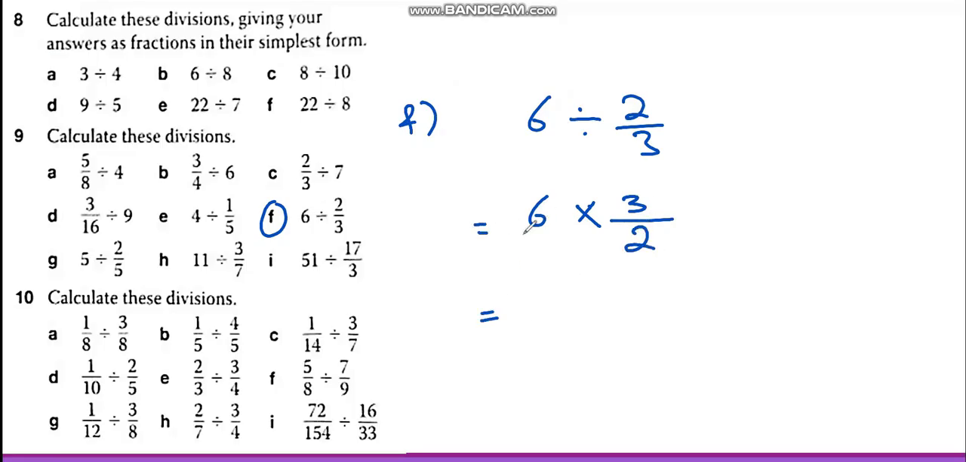Now, if we multiply, we can assume that there is denominator 1 under 6. So after multiplication, we will get 18/2. And finally, our answer will be 9, because if we divide 18 by 2, we get 9. So similarly, you can do the remaining parts.